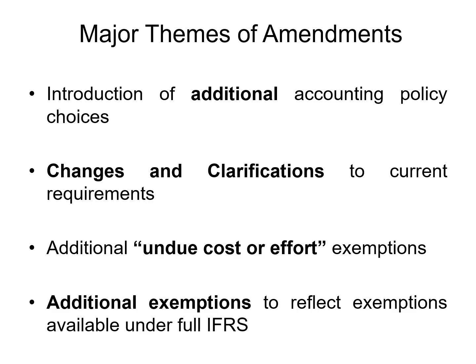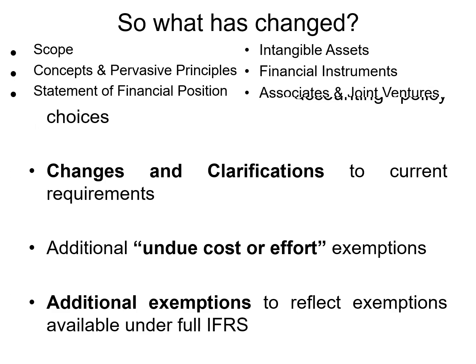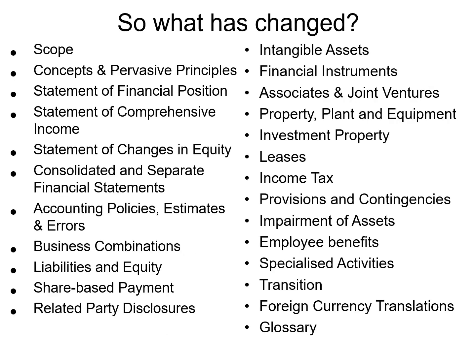So when one looks at what has changed about this version of the standard from where we were before, there have been amendments to the scope section, to the concepts and pervasive principles, the preparation or the presentation of the statement of financial position and the statement of comprehensive income, as well as the statement of changes in equity, how we deal with consolidated and separate financial statements, and how we craft our accounting policies and deal with estimates and errors where they occur, what happens when you have business combinations, specifically around goodwill, and how that is dealt with, where you can't separate goodwill from intangible assets.